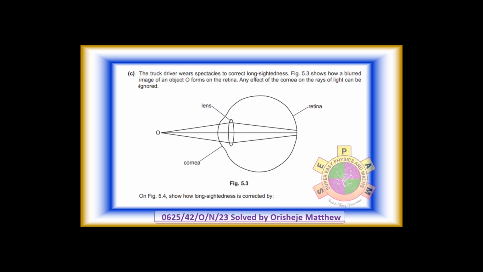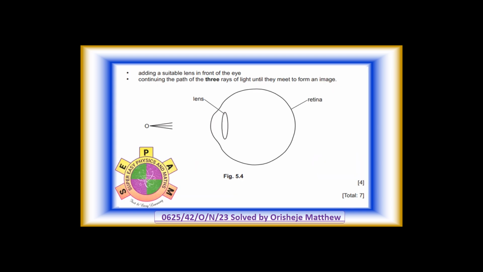Question 5c. The truck driver wears spectacles to correct long-sightedness. Figure 5.3 shows how a blurred image of an object O forms on the retina. Any effect of the cornea on the rays of light can be ignored. On Figure 5.4, show how long-sightedness is corrected by adding a suitable lens in front of the eye, continuing the path of the three rays of light until they meet to form an image.